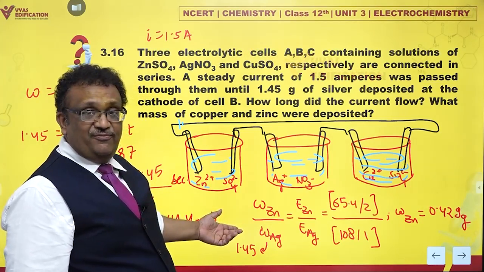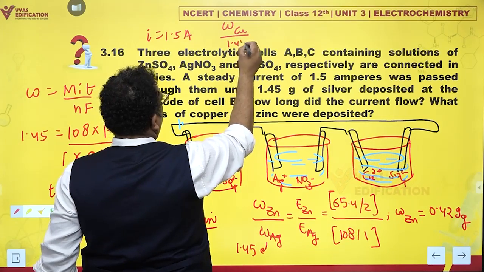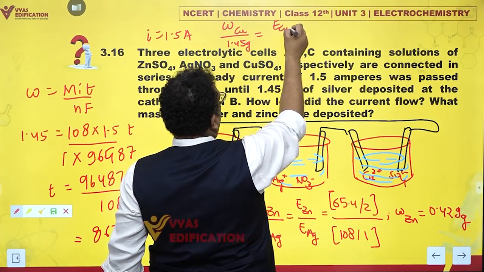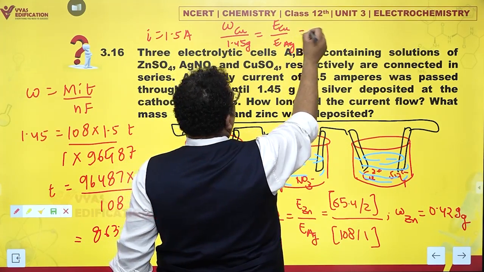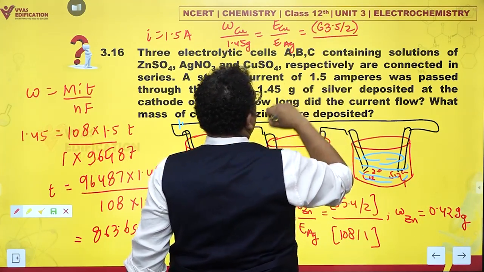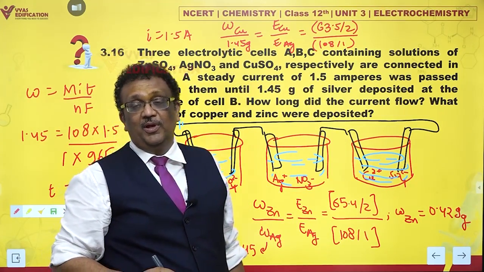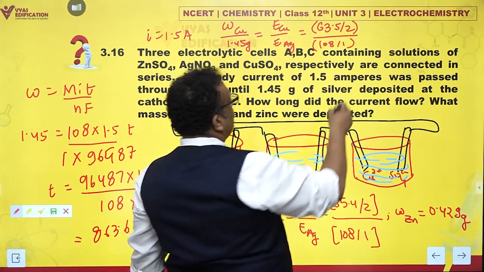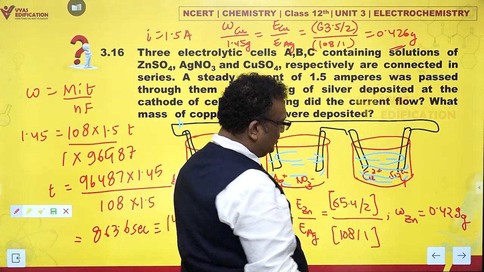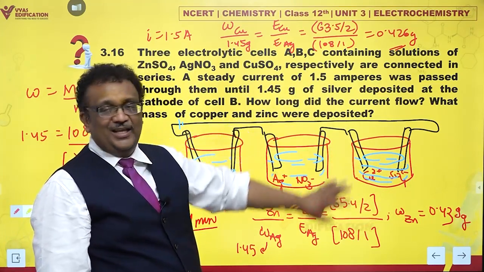Could we also do a similar thing for copper? Of course. Mass of copper by mass of silver, which is 1.45 grams, is equivalent weight of copper by equivalent weight of silver, which is atomic mass of copper by n factor of copper, which is 2, over atomic mass of silver, 108, and n factor 1. Oh my God. What do we do? We solve it, of course. And this comes out to be 0.439 grams. Just ugly calculation, nothing else.